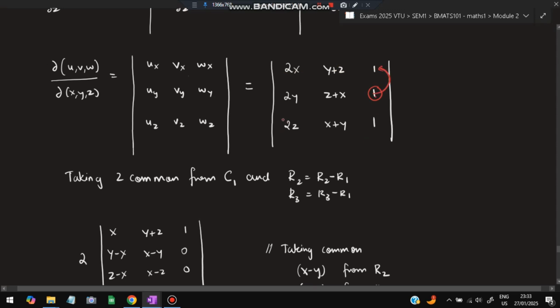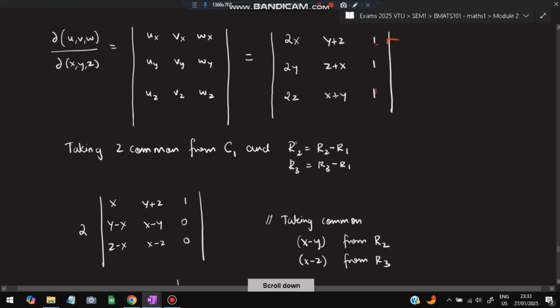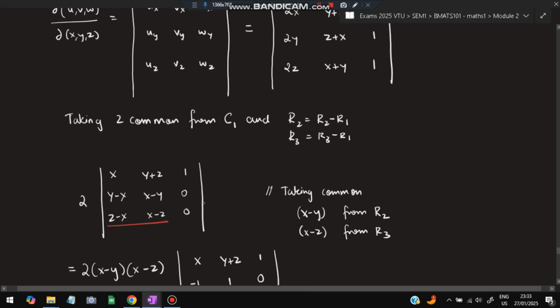Same thing we'll do with this also. This row will be subtracted with this row, this minus this. So this will become 0, this will become x minus z, and this will become z minus x, like that we have written here. And these two values become 0.